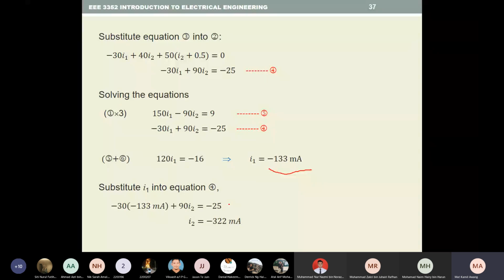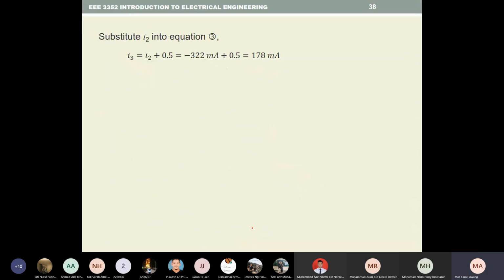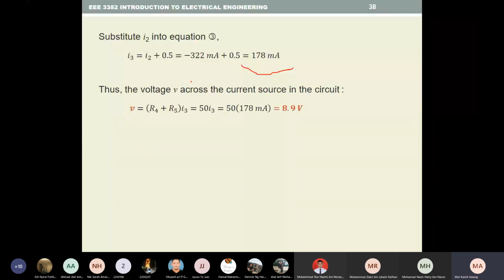Substitute into equation 4, you get the value of I2. Now you have already the value of I1 and I2, and I3 you can calculate from I2 plus 0.5. So you get I1, I2, I3. Then from there, you can find V, the voltage across the current source, which is (R4 plus R5) times I3. So 50 I3 equal to 50 times 178 milliamps, so equal to 8.9 volts. So you solve the problem.